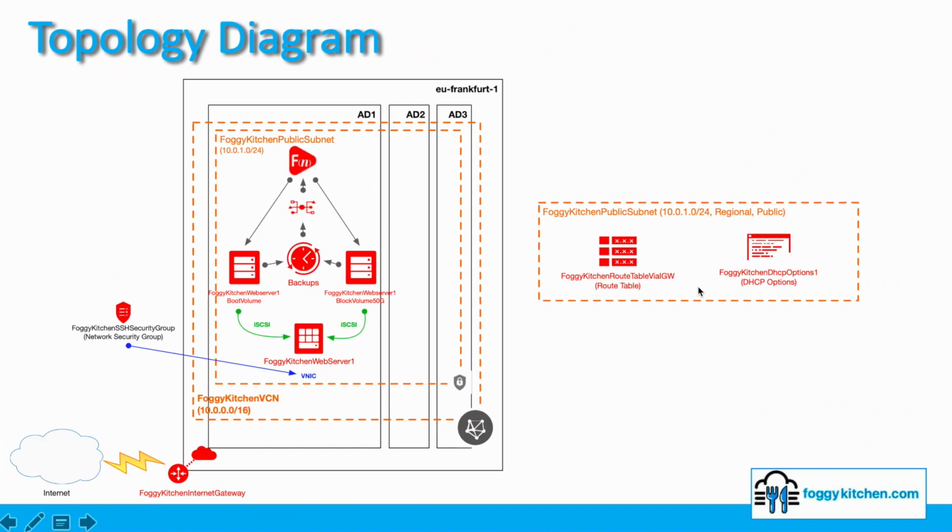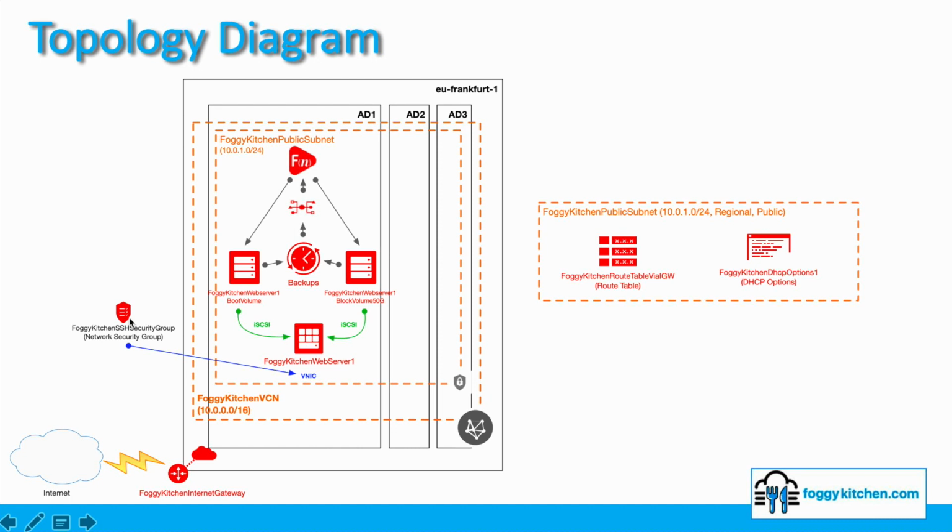This is our topology diagram. It shows what our plan is in terms of the architecture and functionality. As you can see, we will have one web server nested in a public subnet. This server will be exposed to the public internet via a network security group, right?